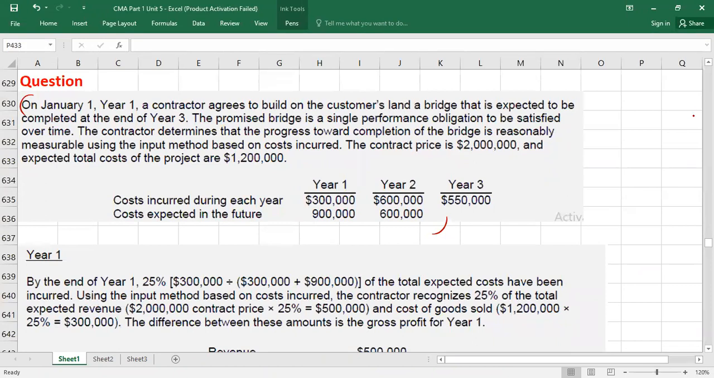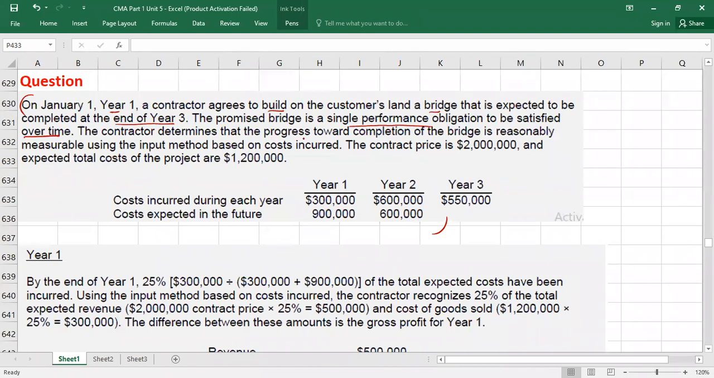You read it? So what they are telling you is that on January 1, year 1, the contractor agrees to build on the customer's land a bridge that is expected to be completed at the end of year 3. It means it will take 3 years, right? You are starting at the start of year 1. It will end at the end of year 3. So years 1, 2, and 3 are required. The promised bridge is a single performance obligation. You have to complete only one bridge, to be satisfied over time, because it will take 3 years. That is why it will be satisfied over time.